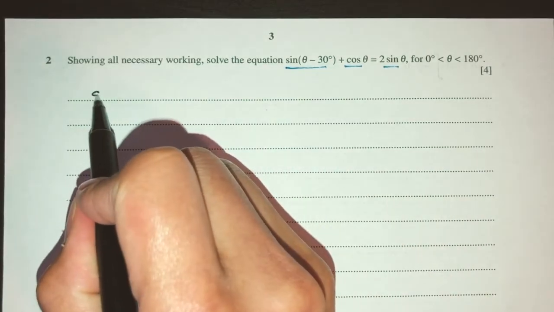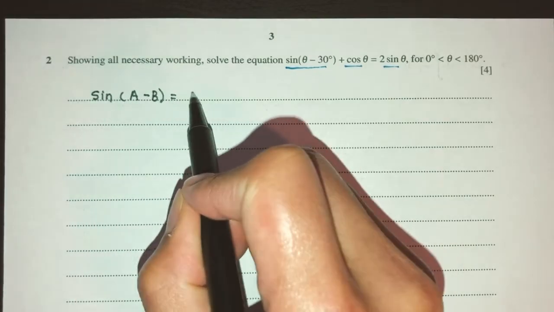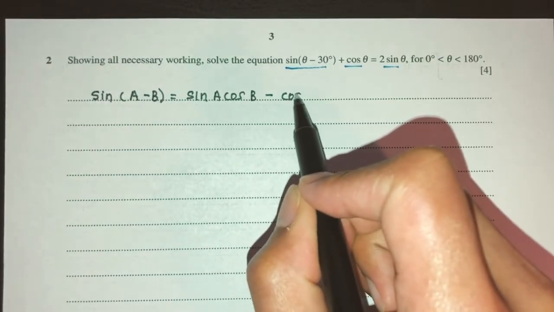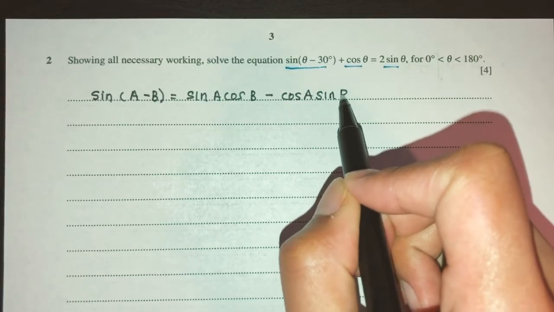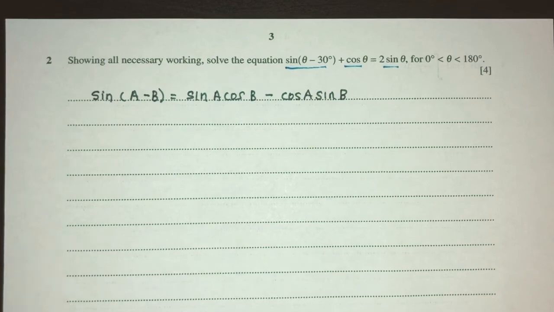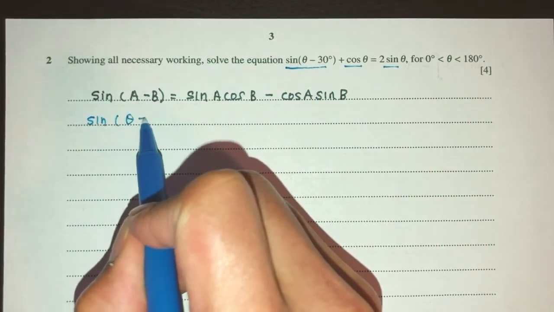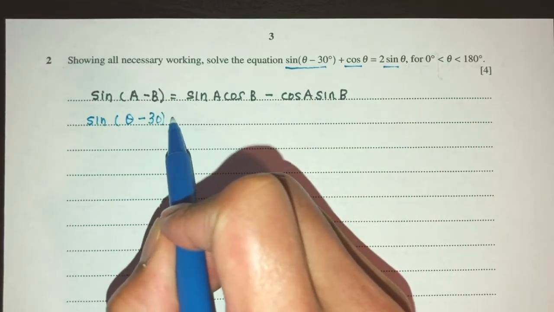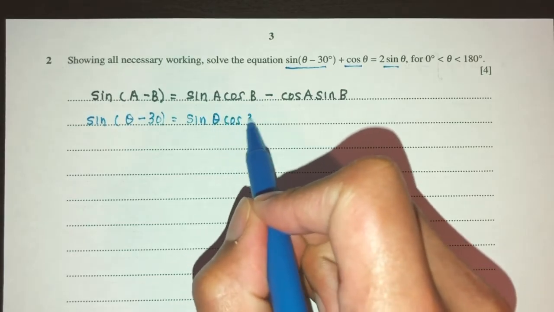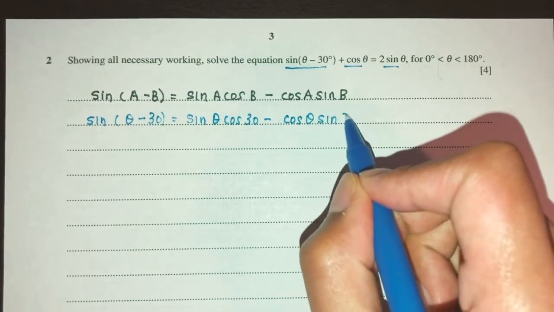From your list of formulas, you will have something like this: sine of (a minus b) is equal to sine a cos b minus cos a sine b. So this is the formula for that expansion. We're going to use the same idea here. Here we have sine, in place of a we have theta, and for b we have 30. That will be sine theta cos 30 minus cos theta sine 30.